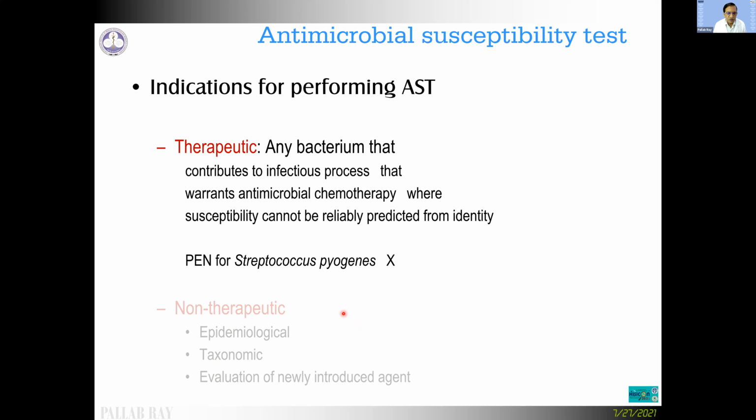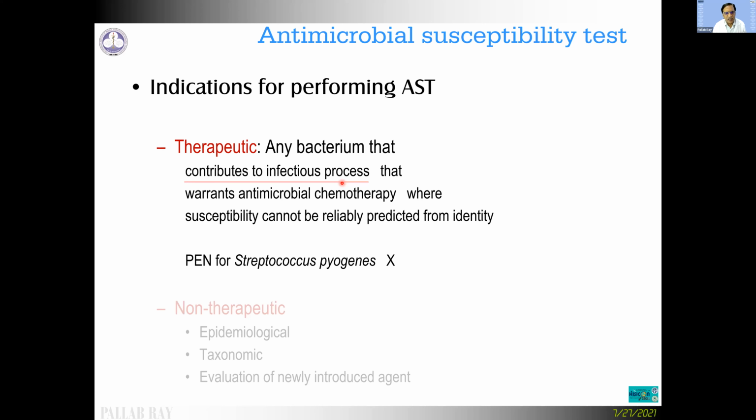Now, when do I carry out antibiotic susceptibility testing? We do it on any bacterium that contributes to infectious process. That means we have to have sufficient confidence and evidence that this organism I am going to test has really contributed to the infectious process. It shouldn't be a commensal, shouldn't be a contaminant. And whenever we have mixed cultures and if we have any doubt about whether any one of them is causing the infection, we do not carry out an antibiotic susceptibility test.